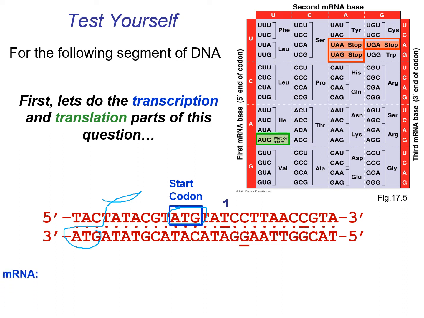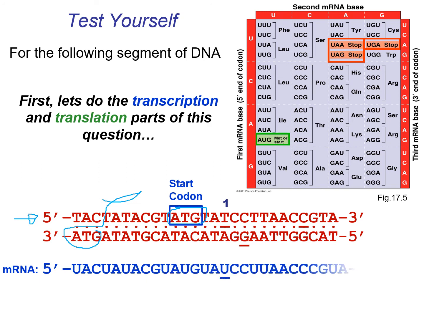Next thing we're going to do, we're going to make our messenger RNA. So the messenger RNA, we're going to copy out this strand here. So this is the sense strand. We're going to copy it out, we're going to change all our T's to U's. So let's do that. Here goes. So there's our messenger RNA. Next thing we're going to do is we're going to find all our codons. So I'm going to underline them all, a triplet at a time, starting with the start codon. Here goes.